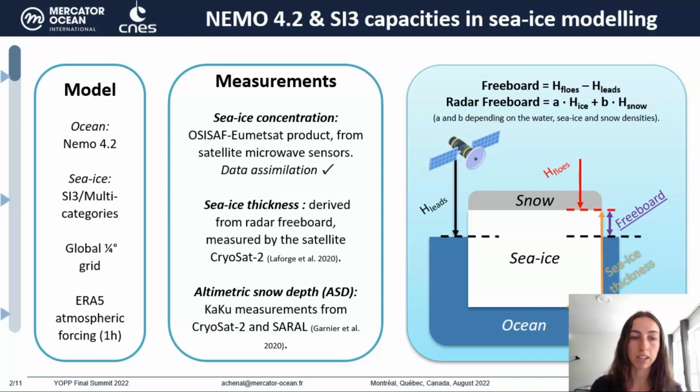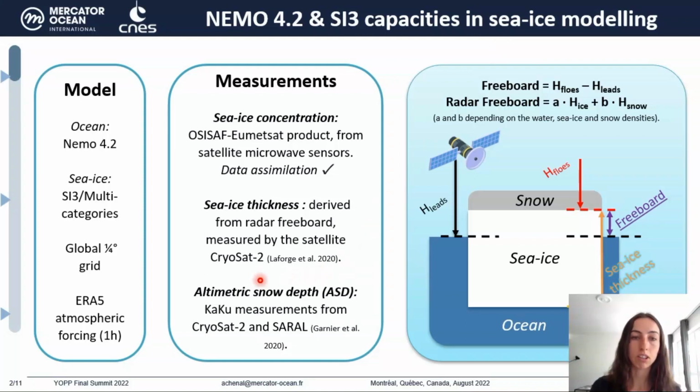Freeboard, as explained on this diagram, is the difference between the ocean level and the tip of the ice. It can be expressed as a linear combination of sea ice thickness and snow depth, as written here. Therefore, to obtain sea ice thickness from radar freeboard measurements, one needs to know the snow depth.